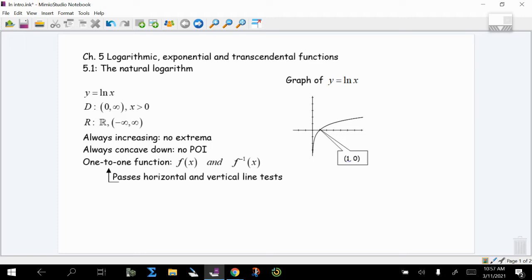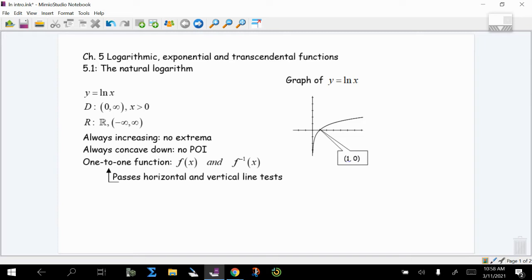My range is everything. My natural log graph does extend everywhere down below and up above, just very, very slowly growing up above. As far as the look of the graph, it is always increasing, meaning that it has a positive first derivative and has no extrema. It is also always concave down, meaning it has a negative second derivative and no points of inflection. And you can see all that from the picture.